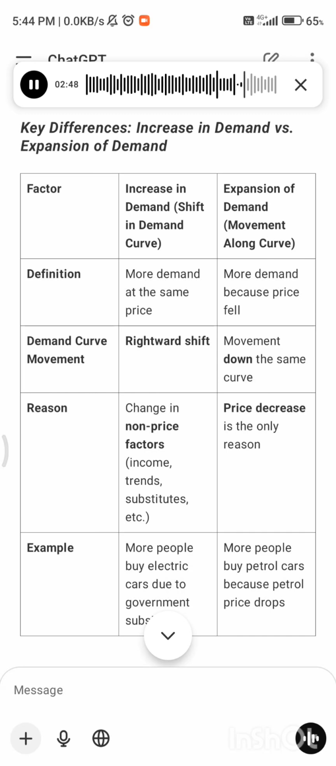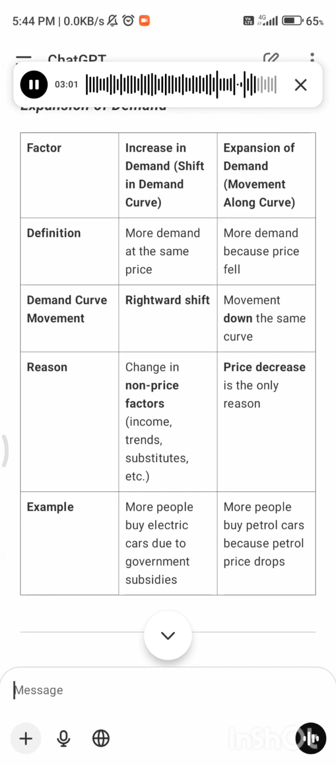Reason: change in non-price factors, income, trends, substitutes, etc., versus price decrease as the only reason. Example: more people buy electric cars due to government subsidies, versus more people buy petrol cars because petrol price drops.